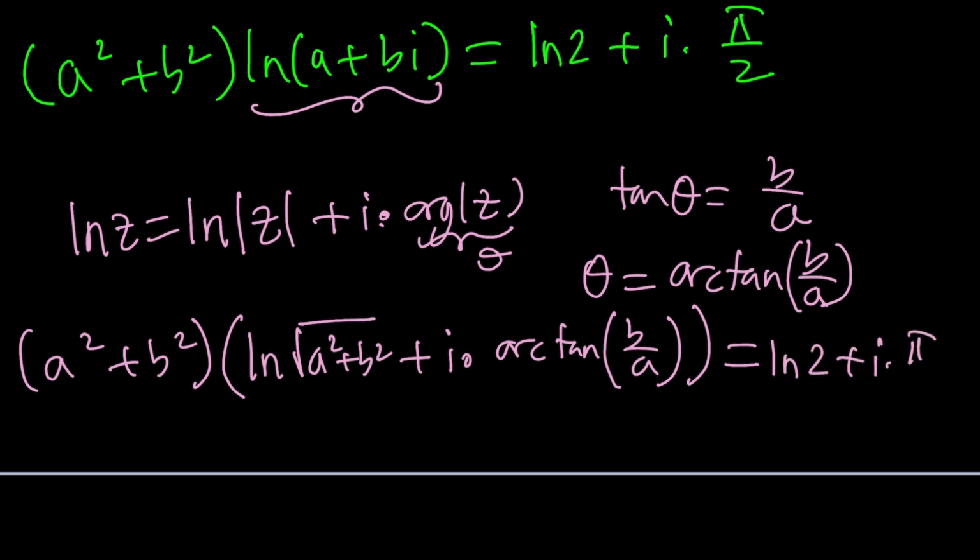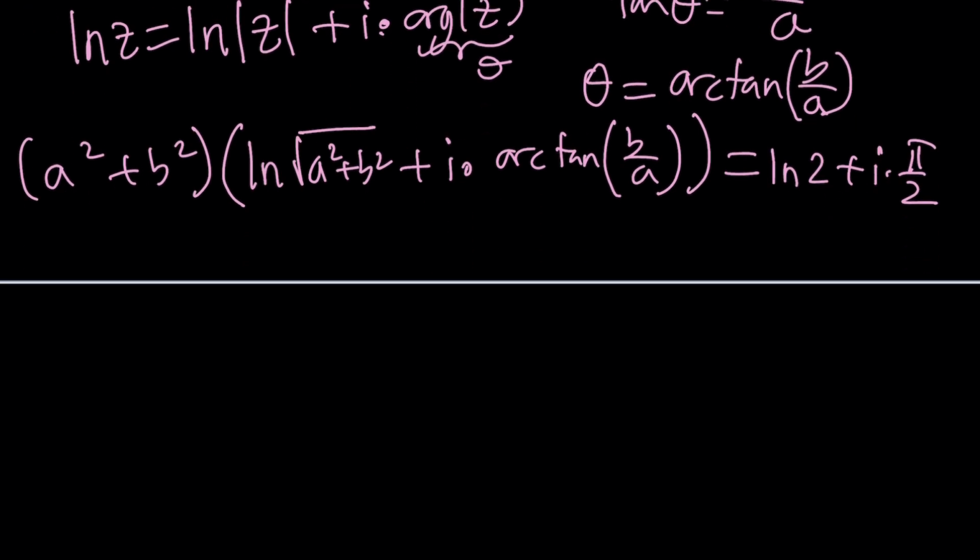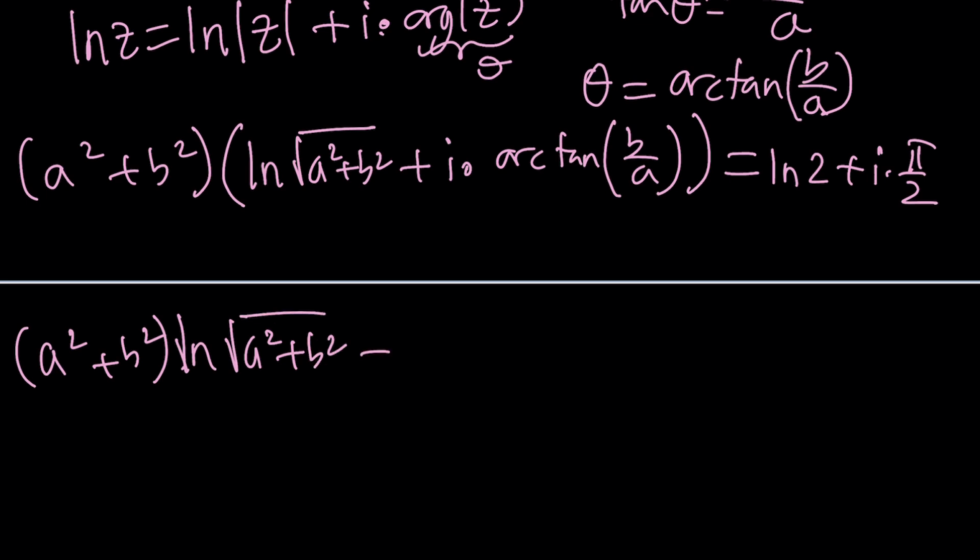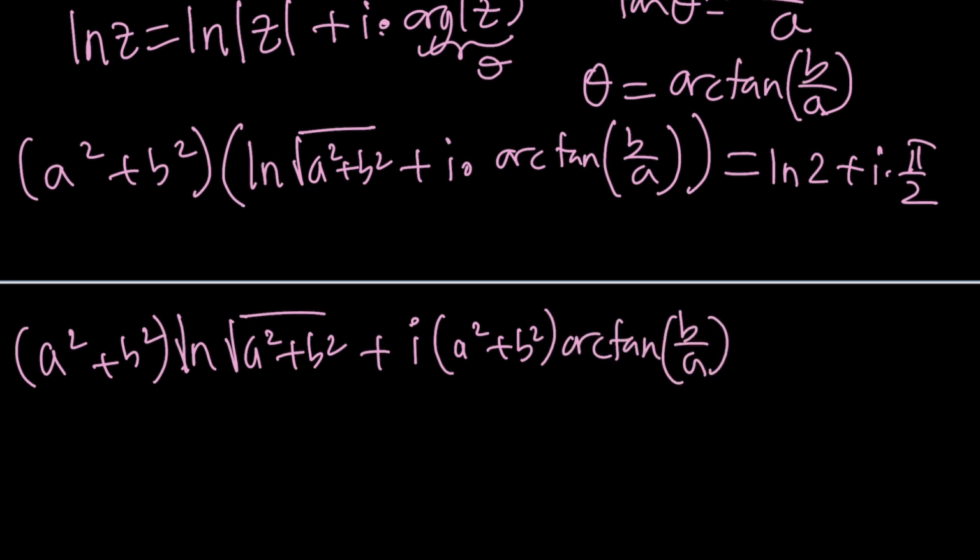But one thing that's really nice about it is you can distribute, right? a squared plus b squared multiplied by ln of the square root of a squared plus b squared, plus i times a squared plus b squared times arctangent b over a. And that is equal to ln 2 plus i pi over 2.